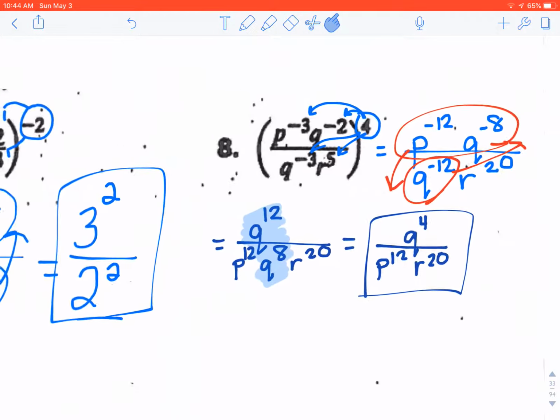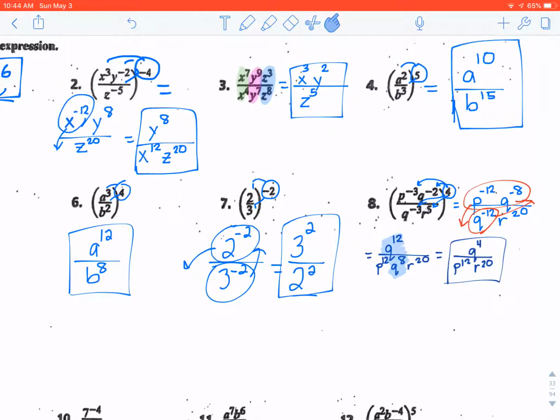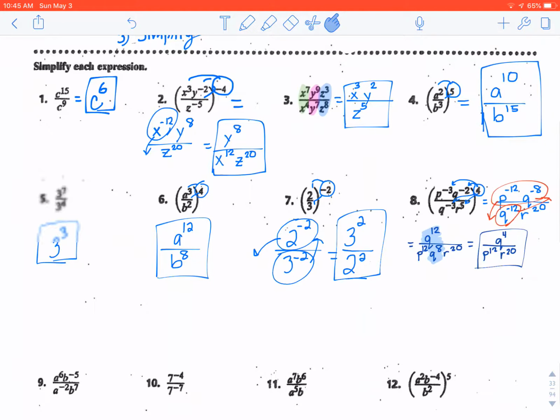Okay, so if you did that one without me and got that right, awesome job. Again, be careful. Make sure you're checking that final answer, that the bases are different, and all of those negative exponents are gone.